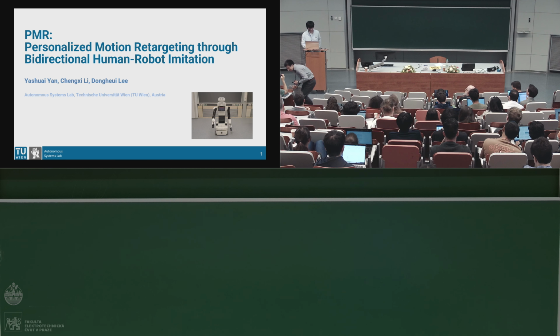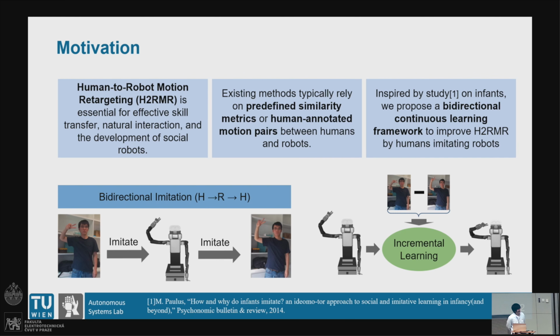I'm very glad to present our paper, Personalized Motion Retargeting through Bidirectional Human-Robot Imitation. Human-to-robot motion retargeting is very essential now for how to teach robots to learn skills in an efficient way, and also very important for social robots. The existing methods mostly focus on a predefined similarity metric, or just human-annotated data sets to learn from.